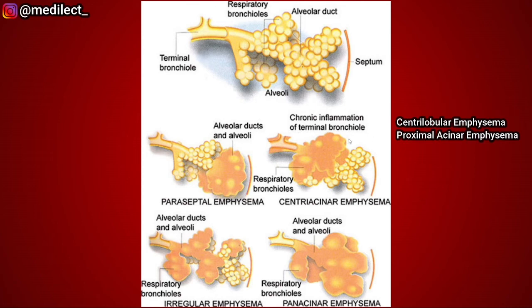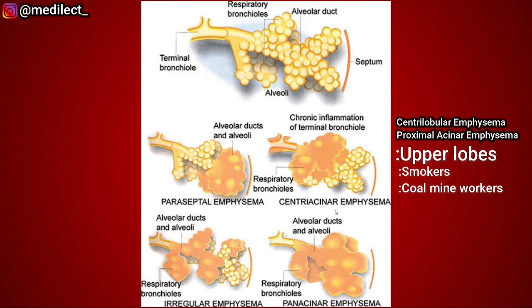Now the centri-acinar emphysema mostly includes the upper lobes of the lungs. The upper lobes of the lungs are mostly affected in the centri-acinar emphysema. Now this may cause chronic bronchitis, and is seen in the smokers and the coal mine workers. Most importantly, it is caused in the upper lobes, and there is dilation of the respiratory bronchioles.